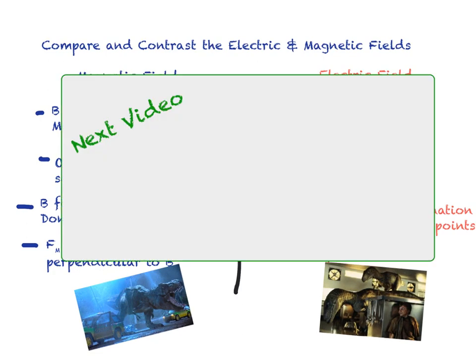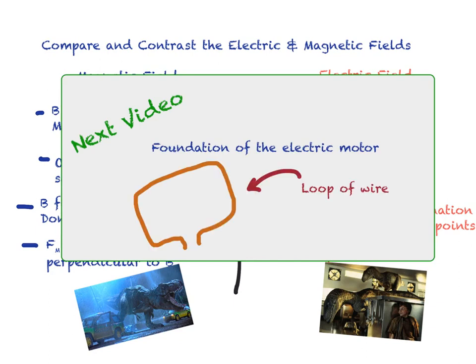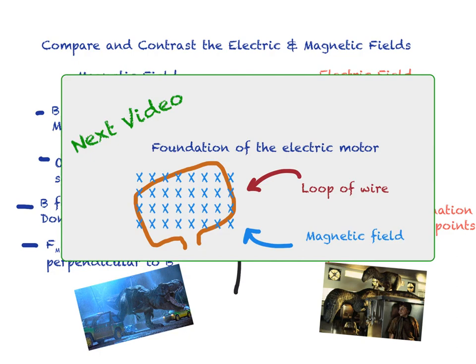In the next video, we're going to take a look at how the foundation of the electric motor is formed when a current-carrying loop of wire interacts with a magnetic field. Hope to see you back for the next video.